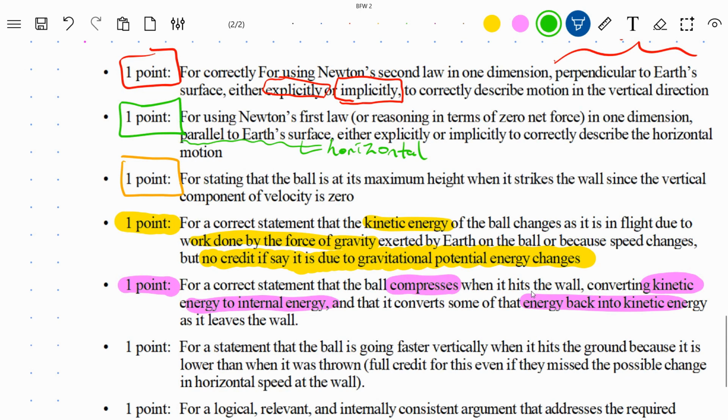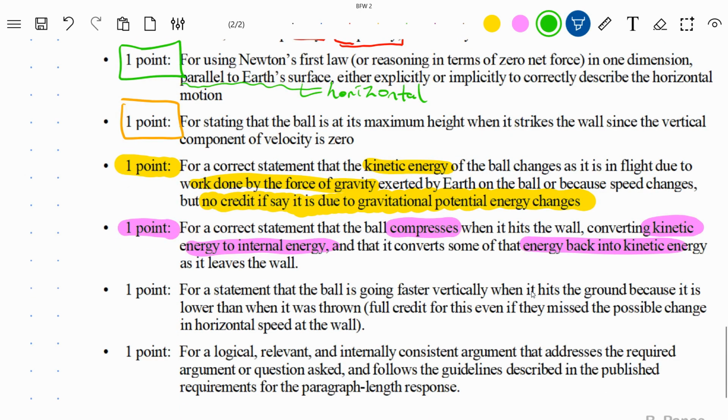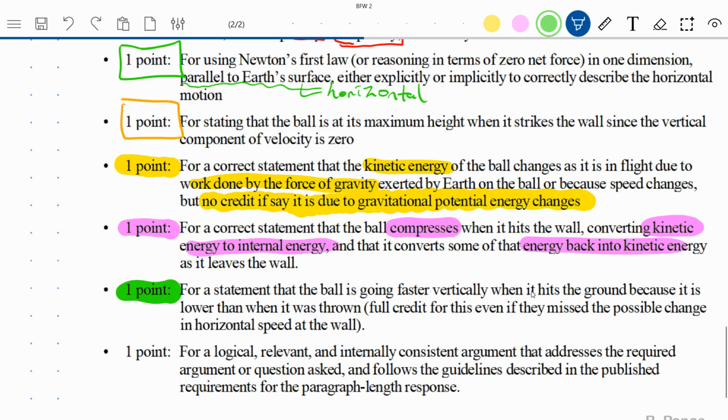Okay, moving on. 1 point for a statement that the ball is going faster vertically when it hits the ground because it is lower than when it was thrown. So this is that point that I think I would have missed if I had just attempted this question on my own without looking at the points. It just didn't occur to me to include this.